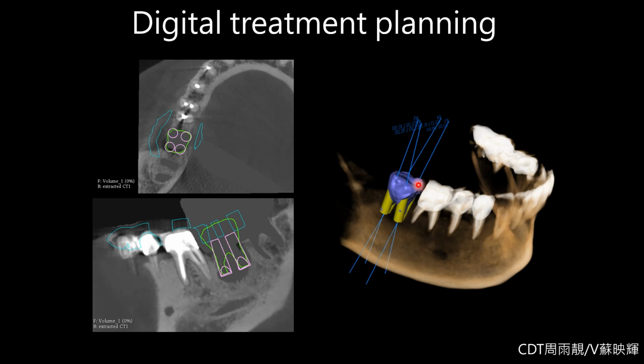So after we designed the two tooth positions here, we designed the tooth position that we have to prepare like this. So we put also the input guide. We put four cylinders here, for us to prepare the extraction socket to have our transplanted tooth.